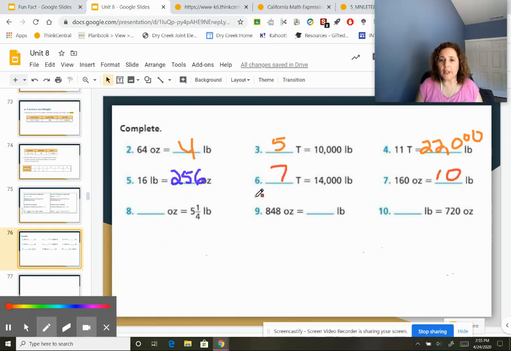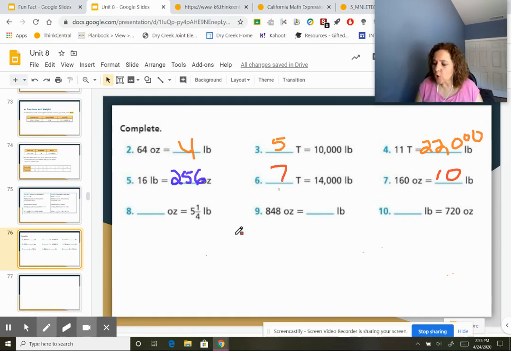Okay, for number 6, you should have gotten 7 tons. So you should have done 14,000 divided by 2,000. Okay, 14,000 divided by 2,000 is 7. And for number 7, you should have gotten 10 pounds. You went from ounces. So division, you need to divide 160 divided by 16. It should have given you 10.